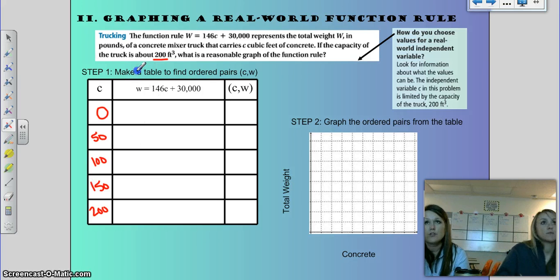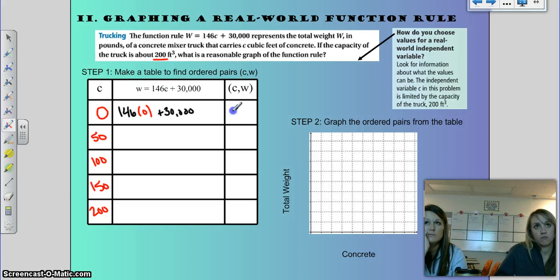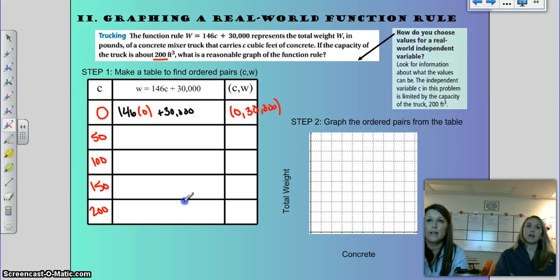Okay, so now we just plug and chug. The first one, W equals 146 times 0. And guys, this is why we love 0. First ordered pair, 0, 30,000. So I got the 0 from the C, and I got the 30,000 from solving that. All right, 146 times 50.